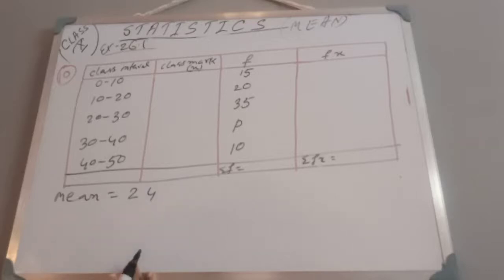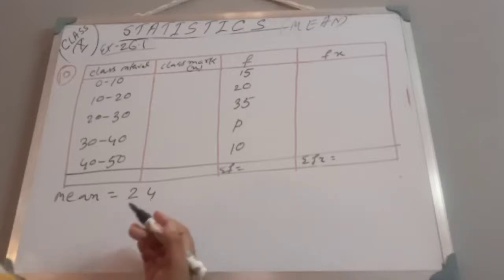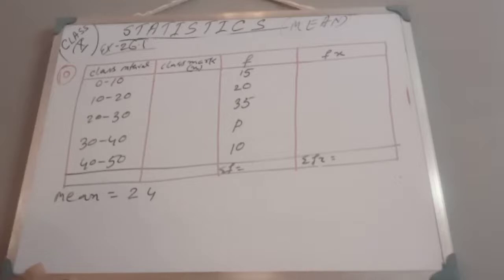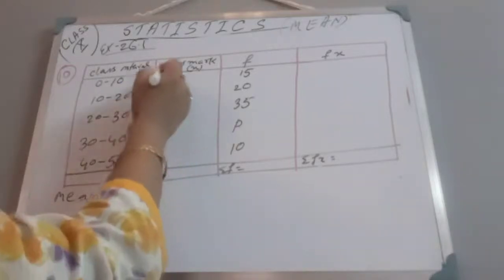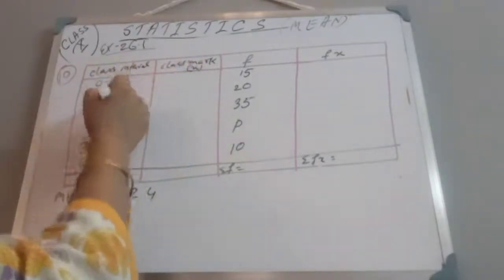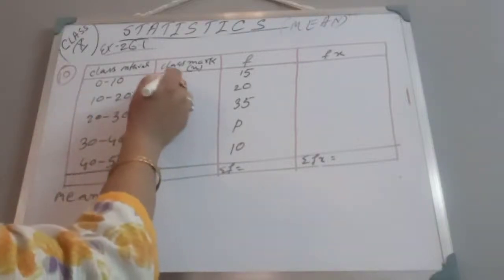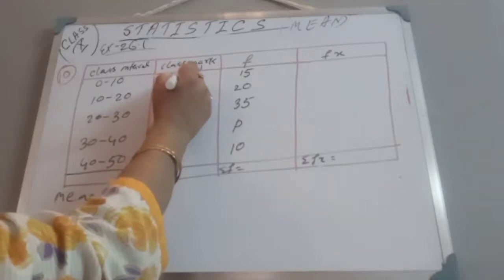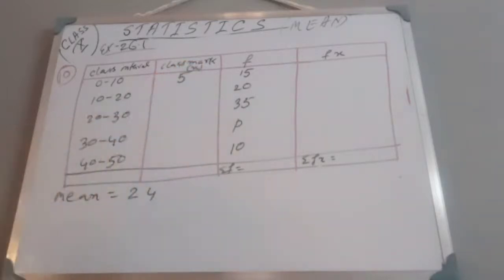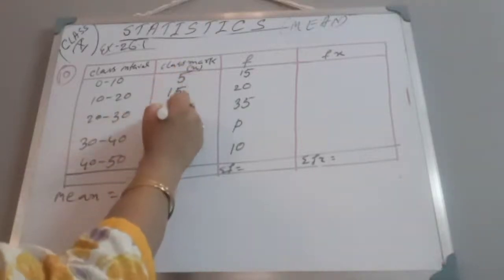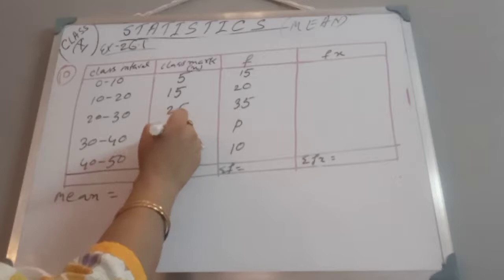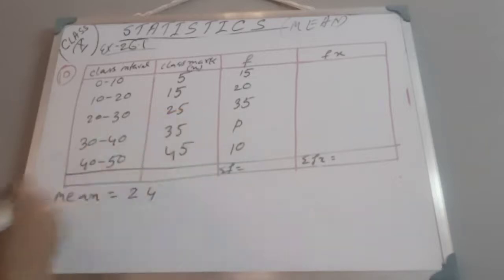It is given to us from this tabular form. We have to find the value of p when the mean is given, so there is no need for another method, we can apply the direct method. Direct method is sigma fx by sigma f equals mean. Let us find x, that means the class mark. The class size, class length, is equal to 10, so 10 by 2 is 5. Class length 10, so the next is 15, 15 plus 10 is 25, plus 10 is 35, plus 10 is 45.